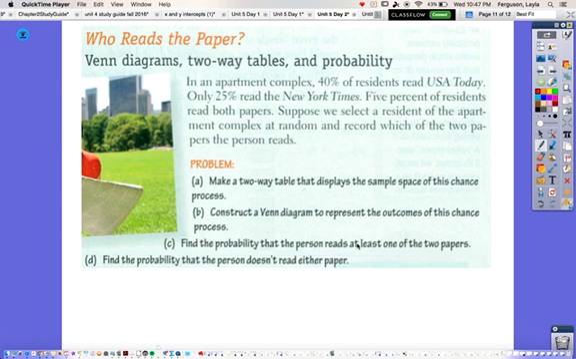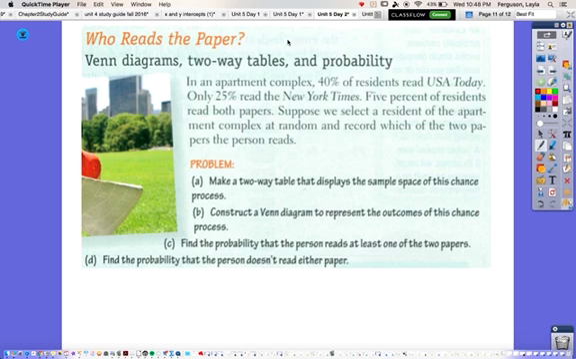So for this example, we're going to kind of put everything together. In an apartment complex, 40% of the residents read the USA Today, only 25% read the New York Times, and 5% of residents read both papers. Suppose we select a resident of the apartment complex at random and record which of the two papers the person reads. Part A asks us to make a two-way table that displays the sample space of this chance process.